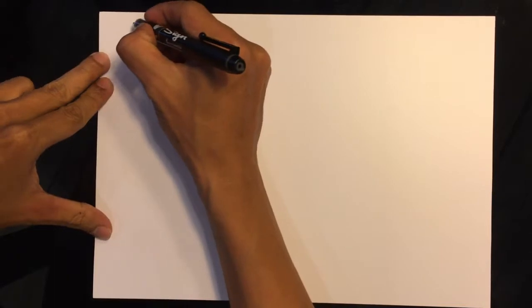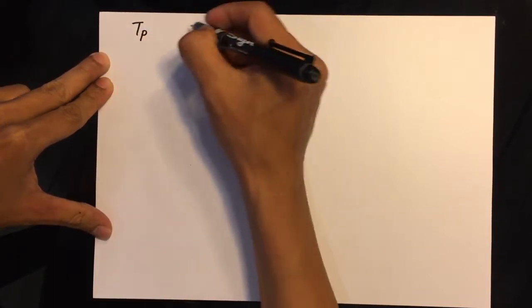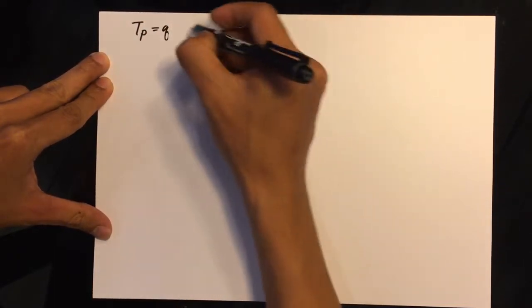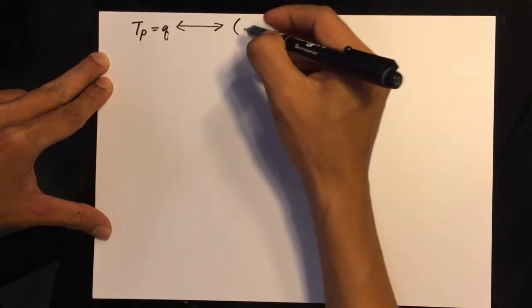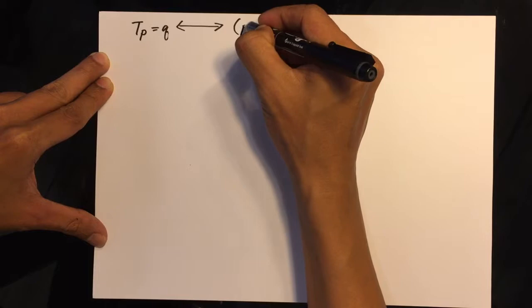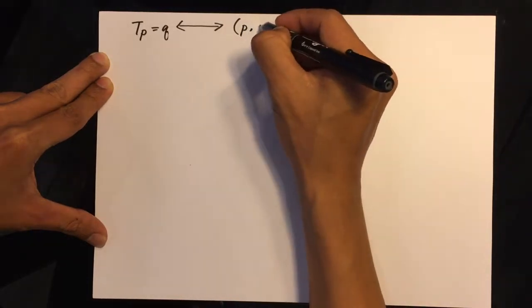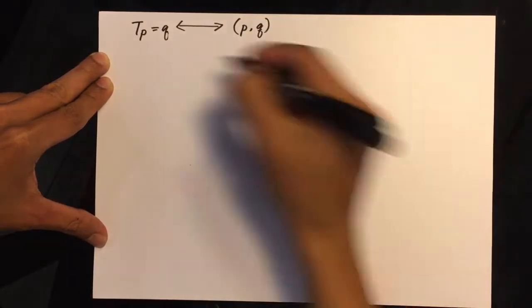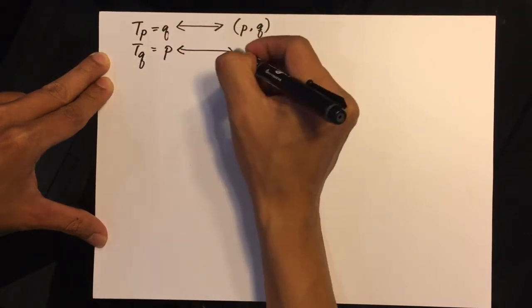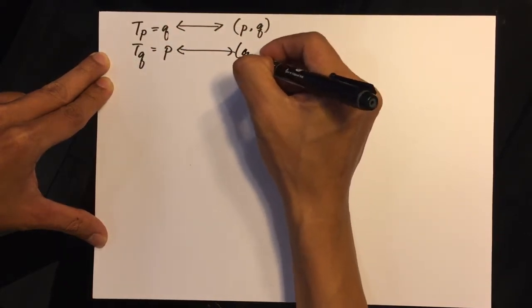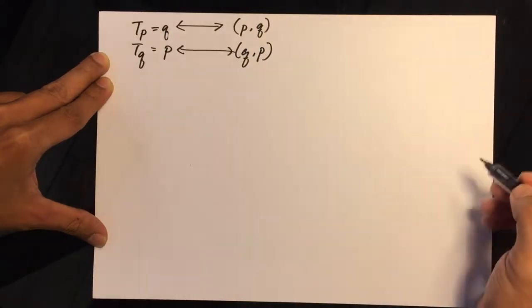Alright, so let's see if we can apply this coordinate geometry approach to solve our problem. Right, so if we have the pth term equal to q, we could rewrite that in coordinate form by putting the p term and the value of q. Similarly, the qth term equal to p can be rewritten as the point q, p.